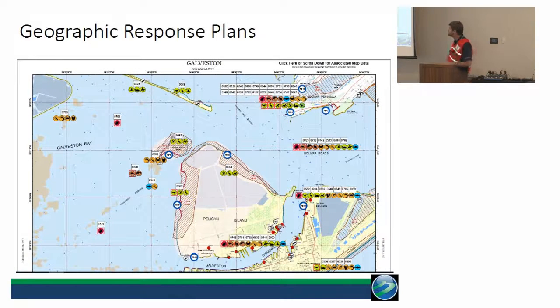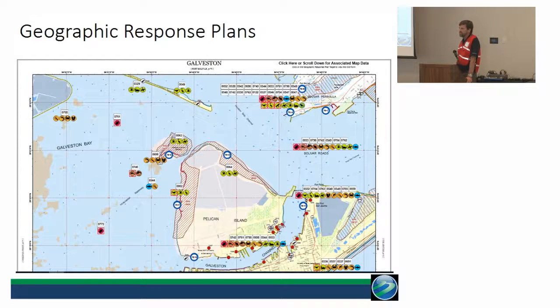Anybody know what this is? Look familiar to anybody? It's found in a lot of area contingency plans. It's also in standalone plans. We have the luxury in the Gulf of Mexico of a fancy little tool that the Texas General Land Office has. It's called the TGLO Toolkit. It has all the ACPs as well as this type of information.